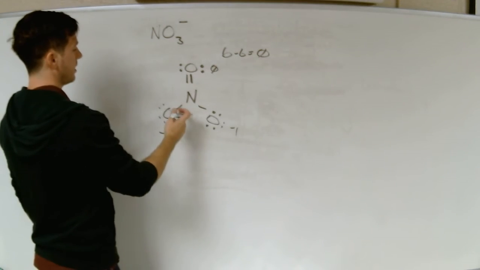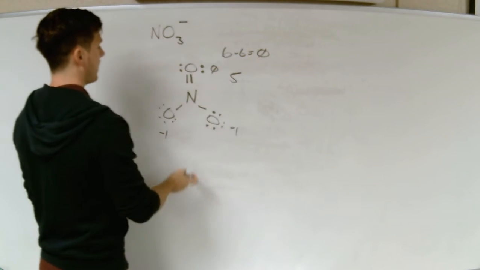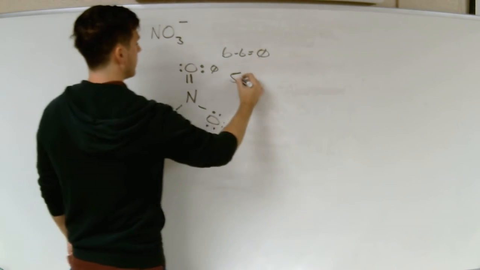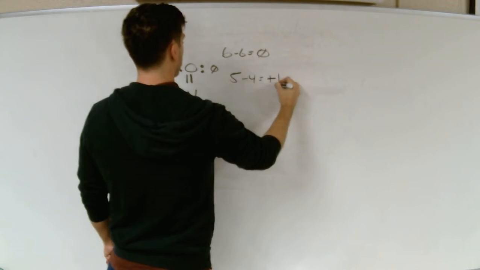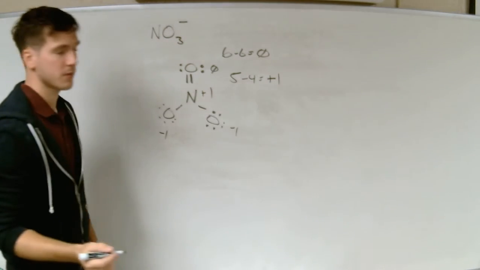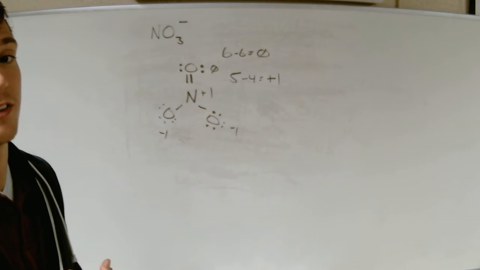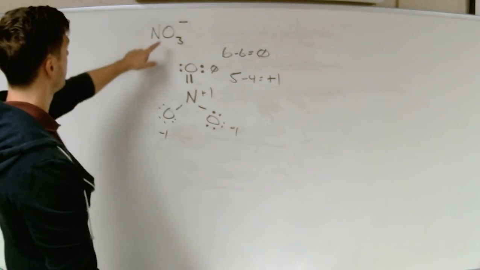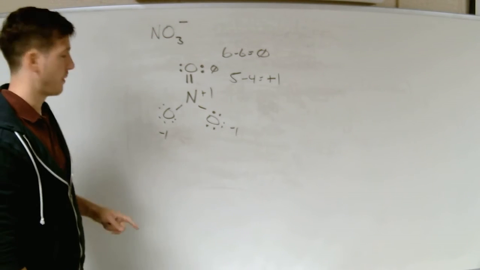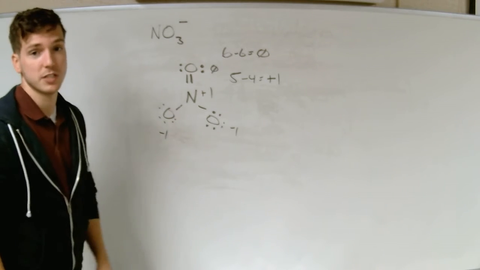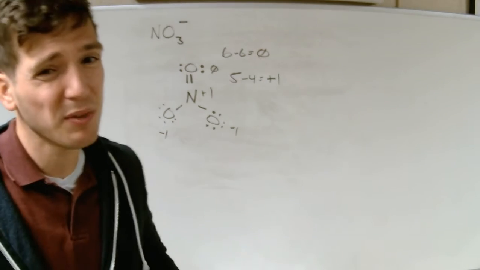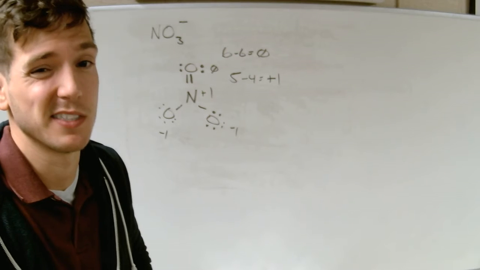And nitrogen, right, it likes to be 5, and it has 1, 2, 3, 4. So now it has a formal charge of +1. Okay? Hey, this looks good as far as overall charge, right? It matches the overall charge of -1, right? -1 plus 1 equals -1 overall. The only problem is that our central atom isn't 0.